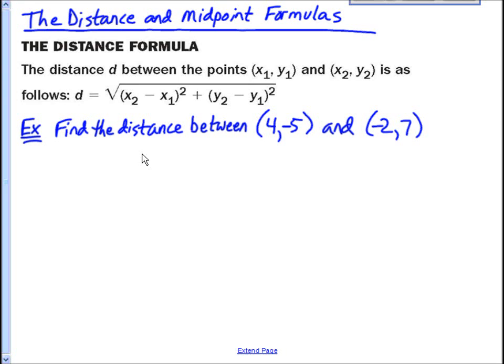Welcome back to your favorite intermediate algebra course. We're going to take a look at distance and midpoint formulas. We're going to use those today.